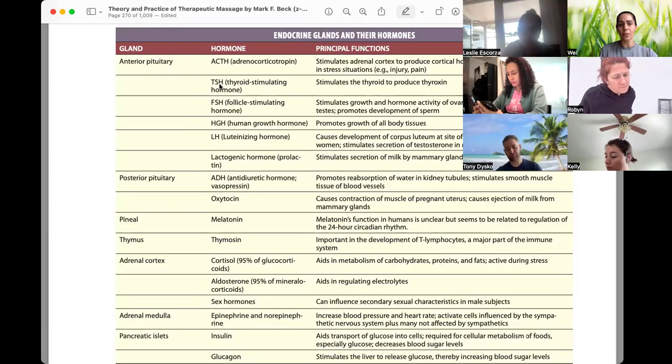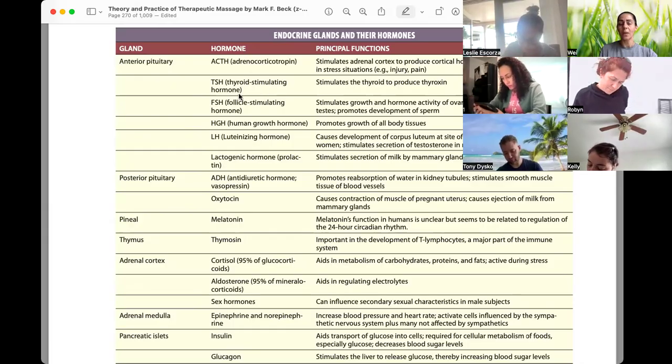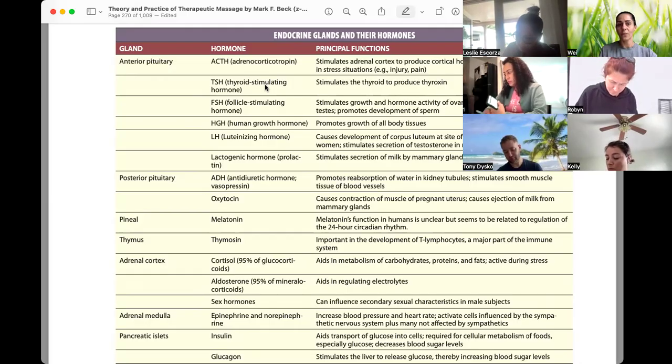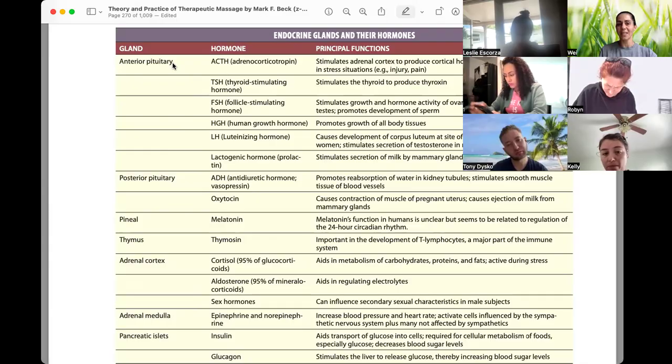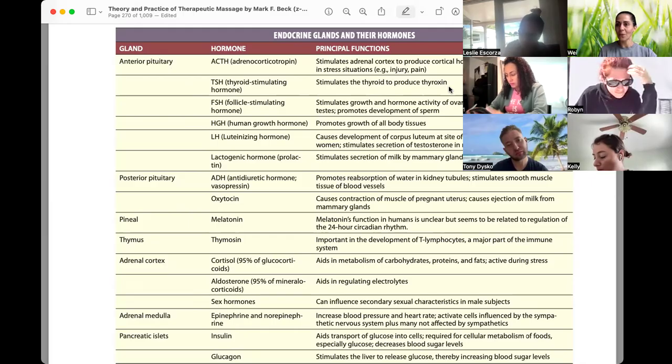Second one here, that's also important, is the TSH, which is the thyroid stimulating hormone. Now, our thyroid is in our throat, and it stimulates the hormone thyroxine. The thyroid gland produces thyroxine, but in this case, a gland is telling a gland to release. That's why it's a master gland, because this gland is telling the thyroid gland to produce thyroxine, okay?